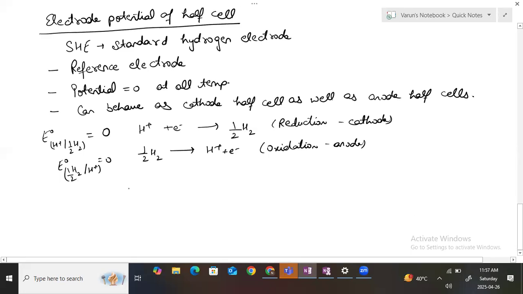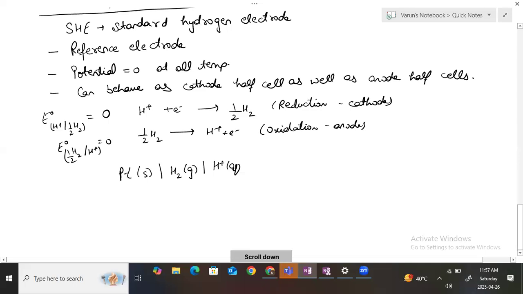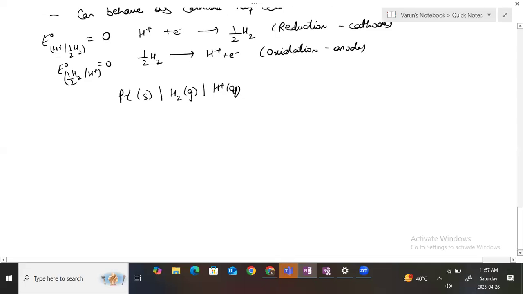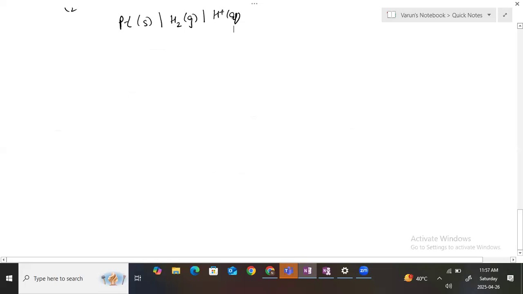Now there is a cell representation. Basically, we took platinum in this and we write it like this. This is the cell representation that we use to represent the electrode.